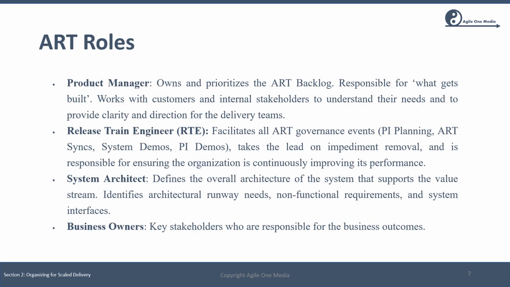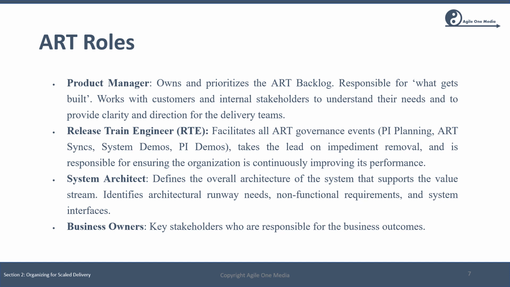Now let's take a more detailed look at some of the roles on the ART. First of all, the product manager. The product manager owns and prioritizes the ART backlog. They are responsible for what gets built. They work with customers and internal stakeholders to understand their needs and to provide clarity and direction for the delivery teams. Then we have the Release Train Engineer, or RTE.